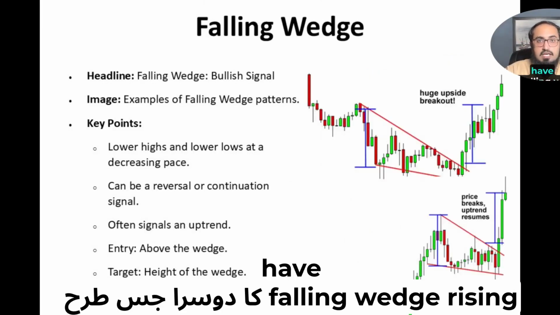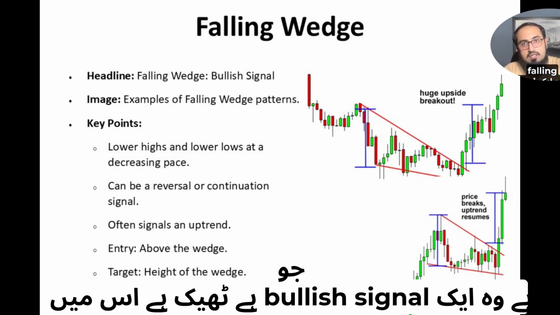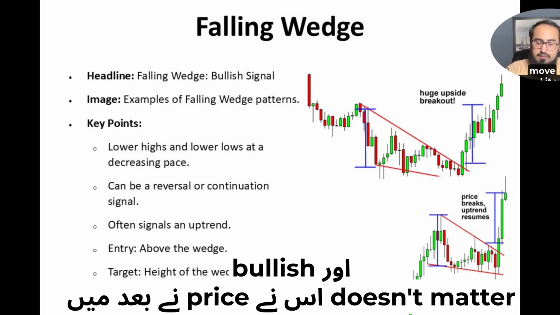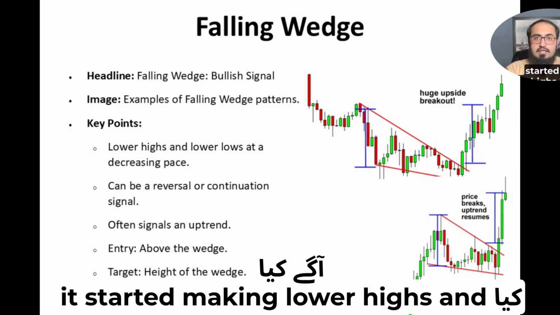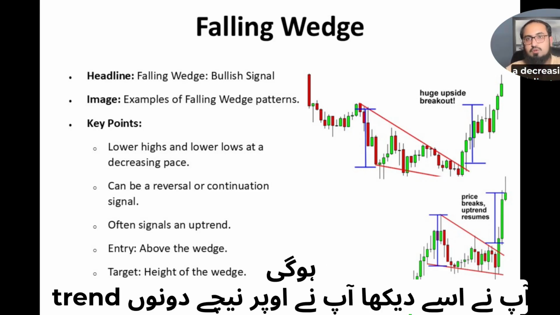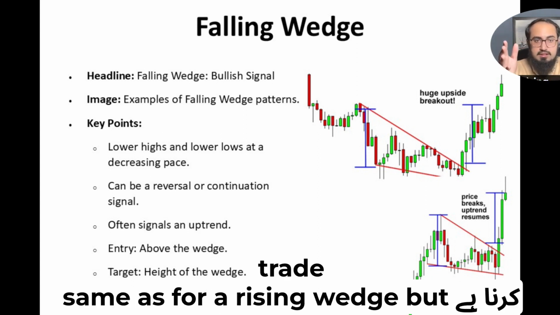Similarly, we have the falling wedge, the other counterpart of the rising wedge. Just as the rising wedge is a bearish signal, the falling wedge is a bullish signal. Okay. What happens in this? The price made a big move, whether bearish or bullish, it doesn't matter. What did the price do later on? It started making lower highs and lower lows at a decreasing pace. It started to slow down like this. You saw this, you drew consolidation both above and below. You got a wedge.